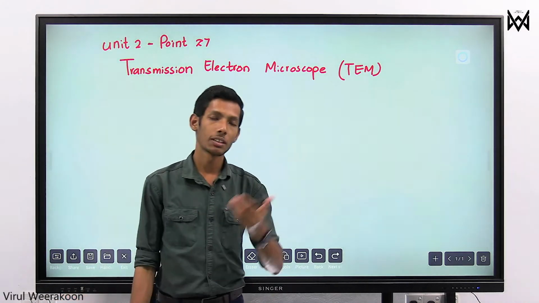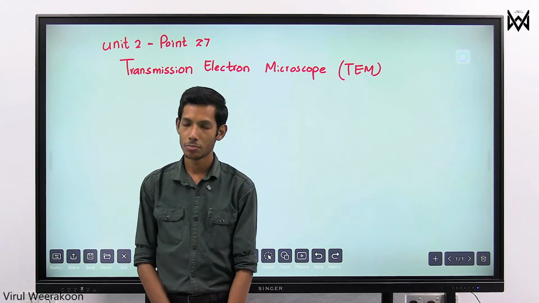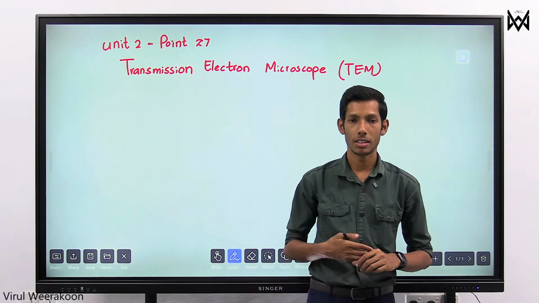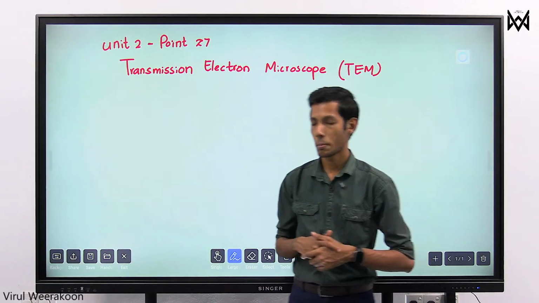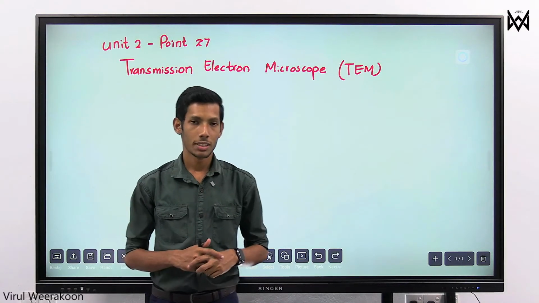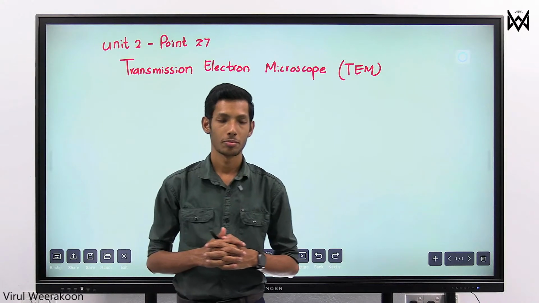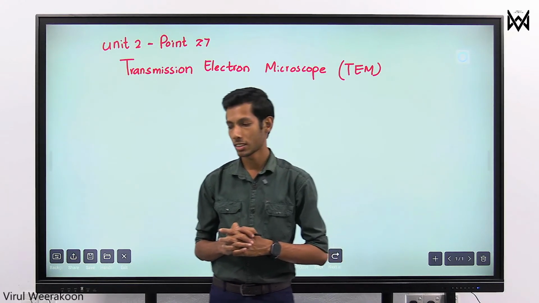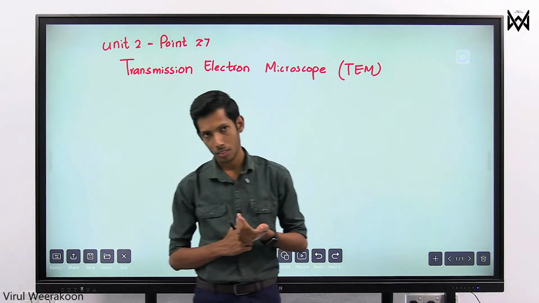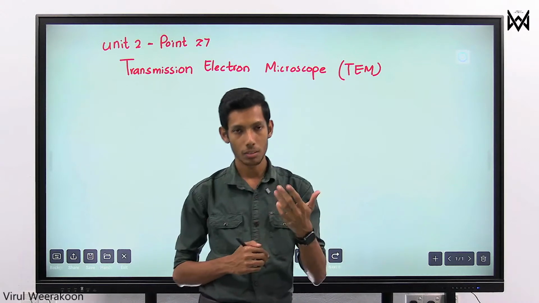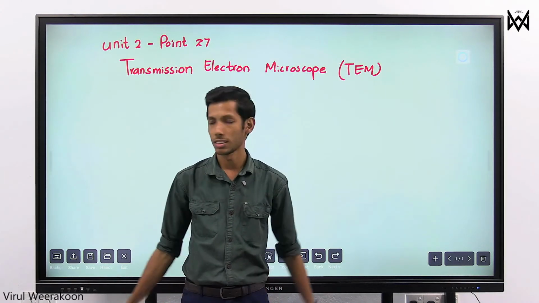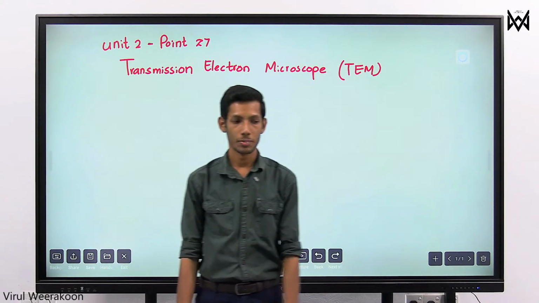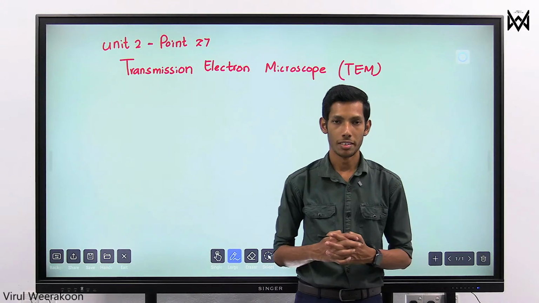Write down, specimen stained with heavy metals, which attach more to certain cellular structures than other areas.